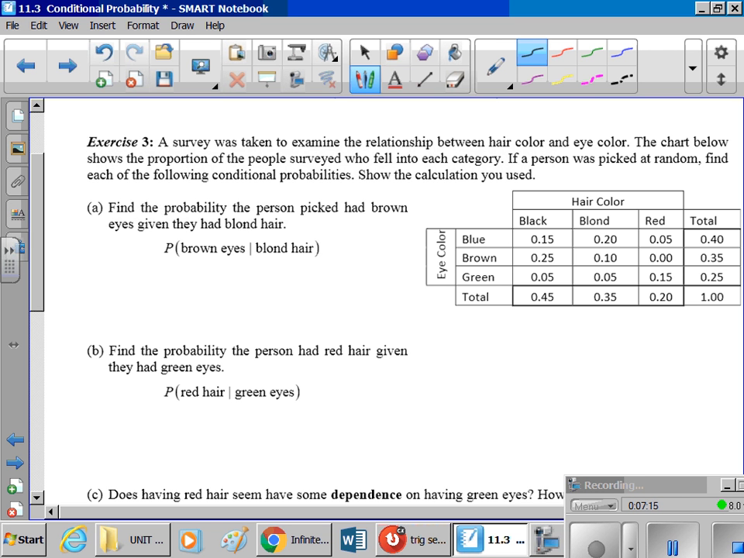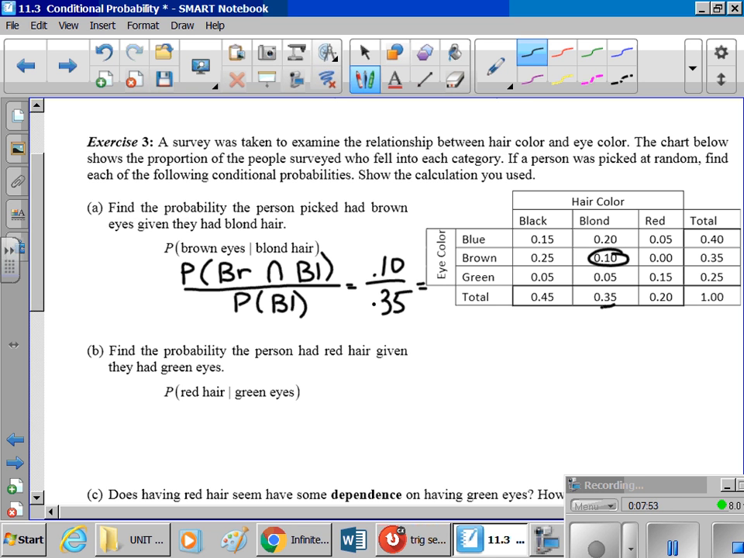Find the probability the person picked had brown eyes given they had blonde hair. So remember what this means. It means we're going to find the probability of brown and blonde divided by the probability of blonde. So brown eyes, blonde hair, 0.10. Probability of just being blonde, right here, 0.35. Do the math in your calculator and you come out with 0.29.